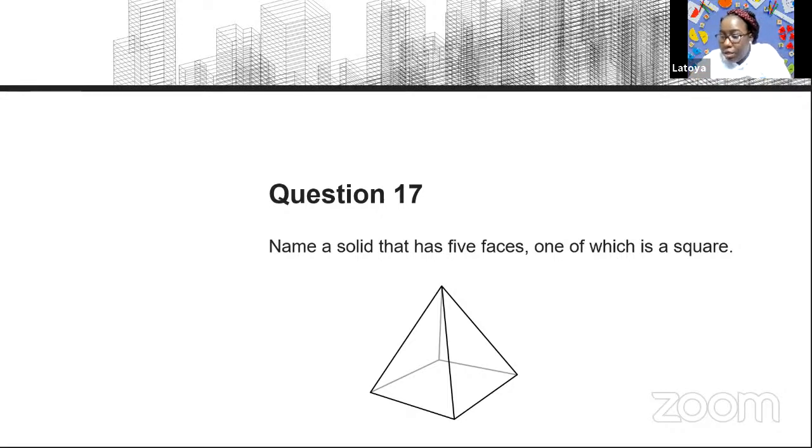And the same thing with a cube. How many faces does a cube have? Come on, y'all, message me. How many faces? A cube.